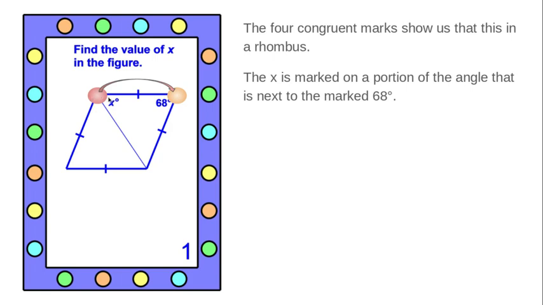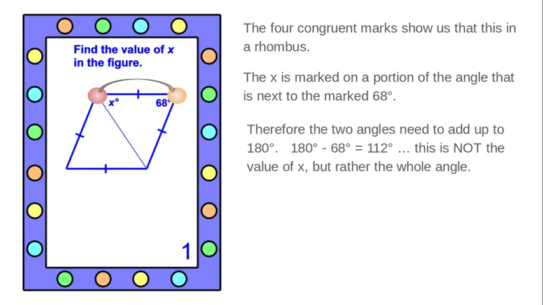But this whole angle that I have marked there with a red dot, and then this whole angle over here with the orange dot, those two together are going to add up to 180 because they're next to each other. So they're going to be consecutive. That means they're supplementary. So 180 minus 68 tells us the entire angle over there at the red dot is 112 degrees, not the value of x. The whole angle is 112 degrees.